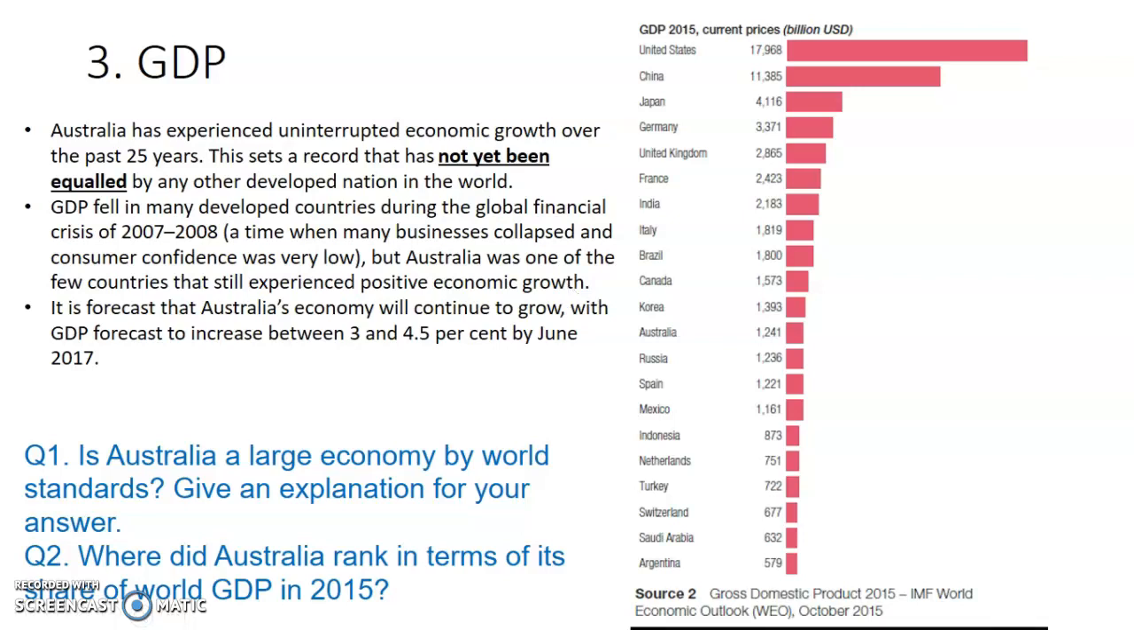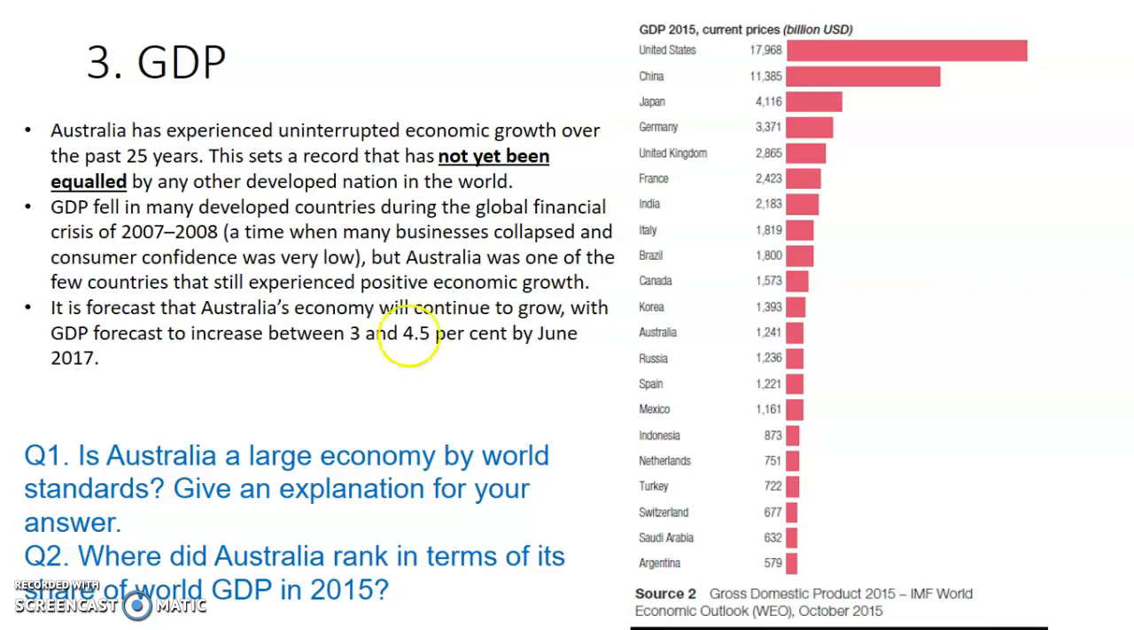That means the government of Australia was doing really well at the time, in 2007 and 8. It is forecast that Australia's economy will continue to grow, with GDP forecast to increase between 3 and 4.5% by June 2017. Okay. So again, GDP growth between 2 to 3% is good. Anything higher than 3 could be harmful for the economy. So the government will do something to regulate the inflation rates.